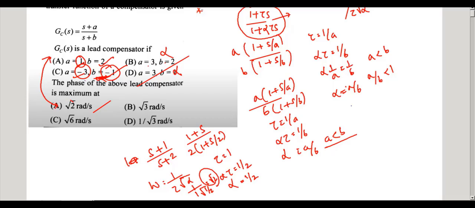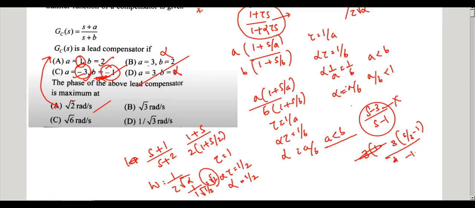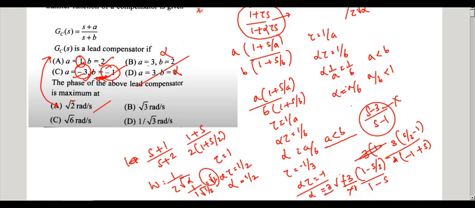Okay, option A is satisfied. Let's check for this: (s minus 3) by (s minus 1). It is not in the standard transfer function model, so you can neglect this, but we will try it. Take minus 3 common and minus 1 common: (1 minus s by 3) by (1 minus s). So tau is minus 1 by 3, alpha tau is minus 1, alpha equals 3. 1 by time constant root alpha gives 3 minus 1, it does not satisfy. So the options should be in the standard transfer function form; you have to get this standard model. Okay, the answer is option A.